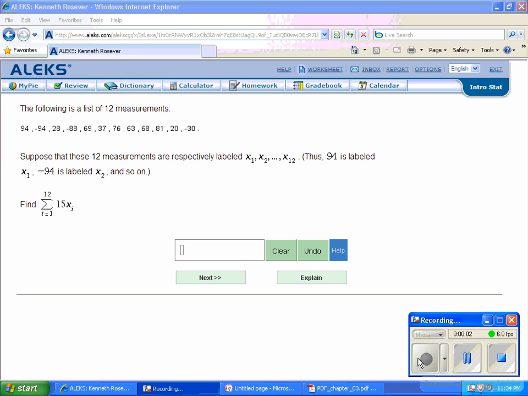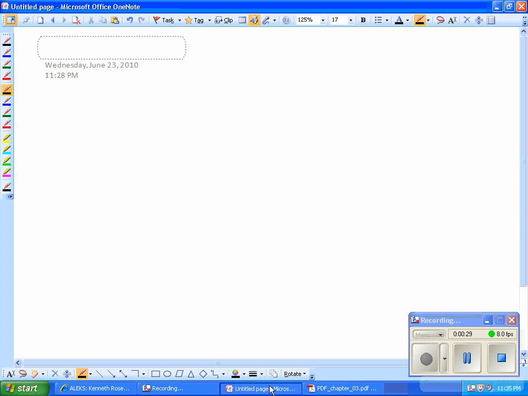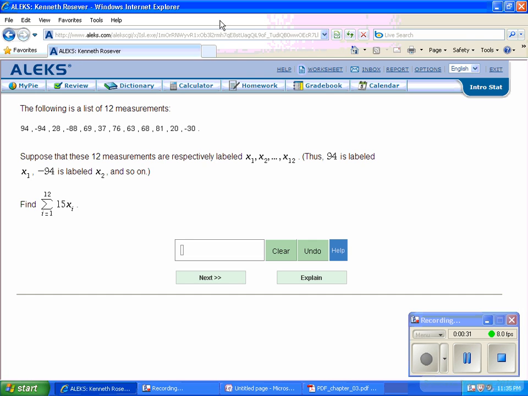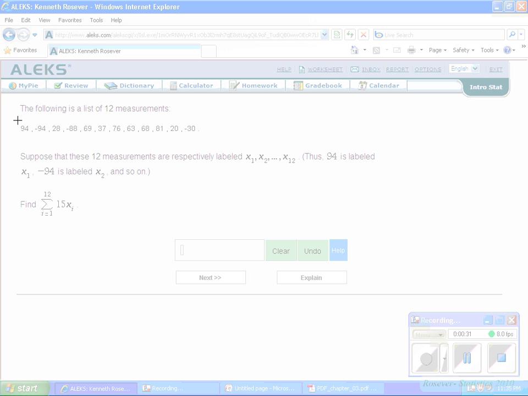This is Ken Rosever, and we're going to talk about summation of index data and what exactly that means. You'll have problems like this, where you'll have some interesting notation, and you'll have to interpret that notation and make a calculation to figure out what this equals. So before you can do that, let me give you some background, some basic information about summation notation and what it means to have index data.